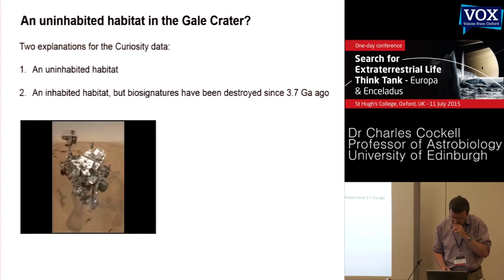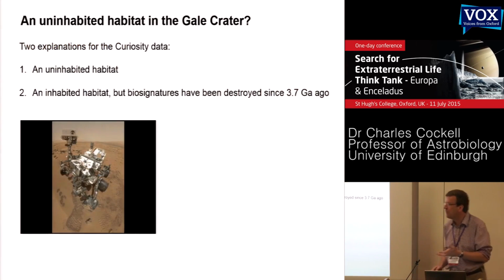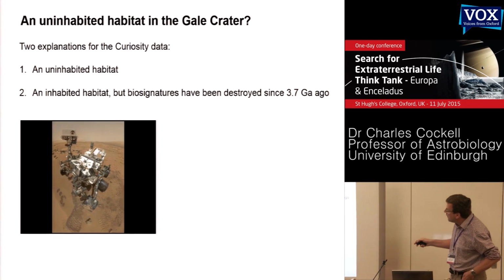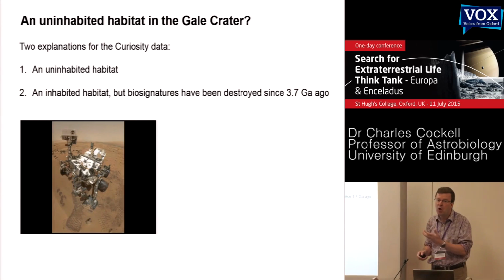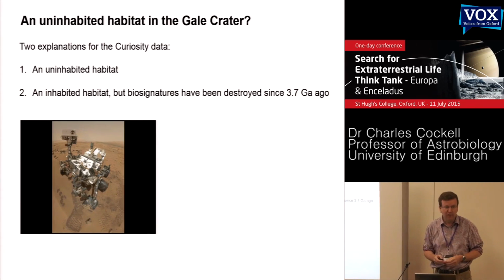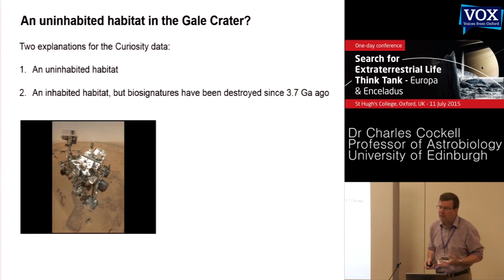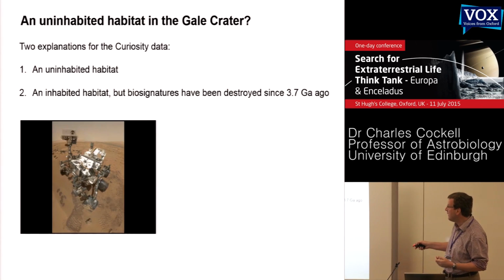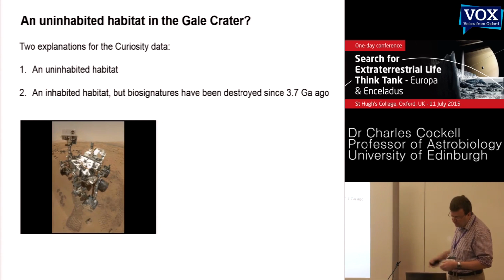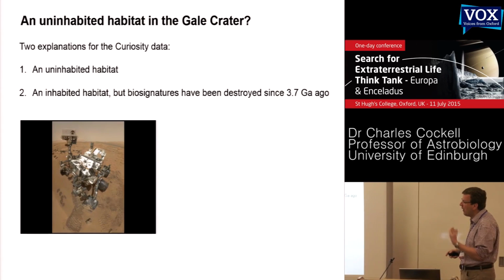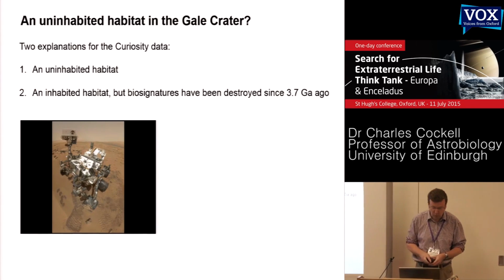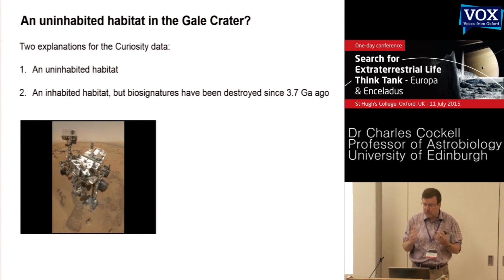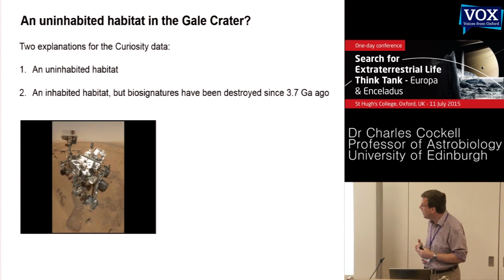Well, there are two possible interpretations of the data as it exists at the moment. That what they have observed is an uninhabited habitat, so it's a habitable environment, but there's no evidence for life in that environment, or that what they found is a habitable environment that did also contain life, but the biosignatures have been destroyed since that site was laid down, either by ionizing radiation or reactive oxygen species or whatever else. And it's very difficult to distinguish between those two things at the current time.